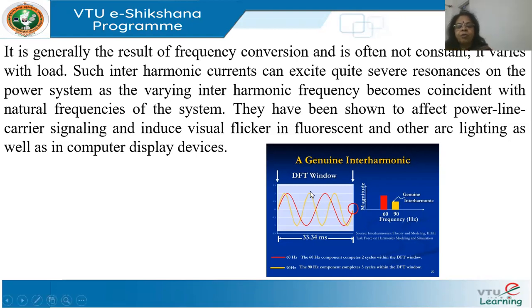If you look at this figure, the 60 hertz signal undergoes two cycles in the window and the 90 hertz signal undergoes three cycles. So 90 hertz is 1.5 times 60 hertz. It is an interharmonic.